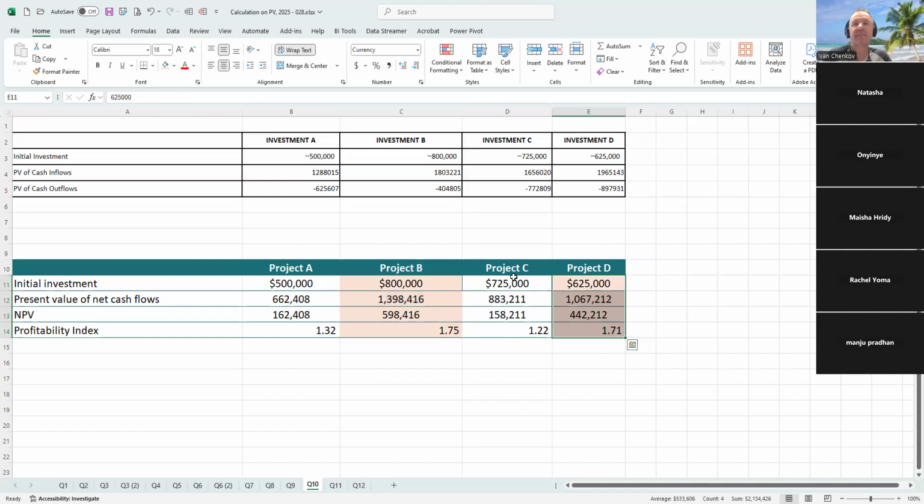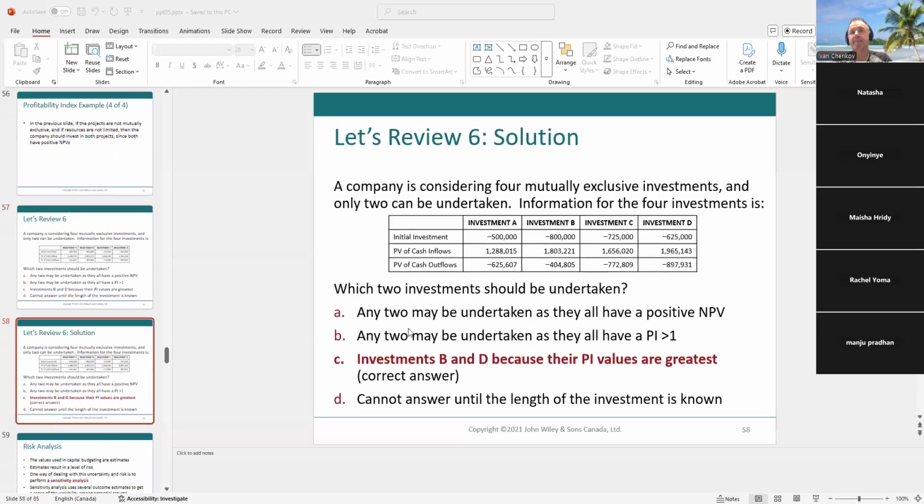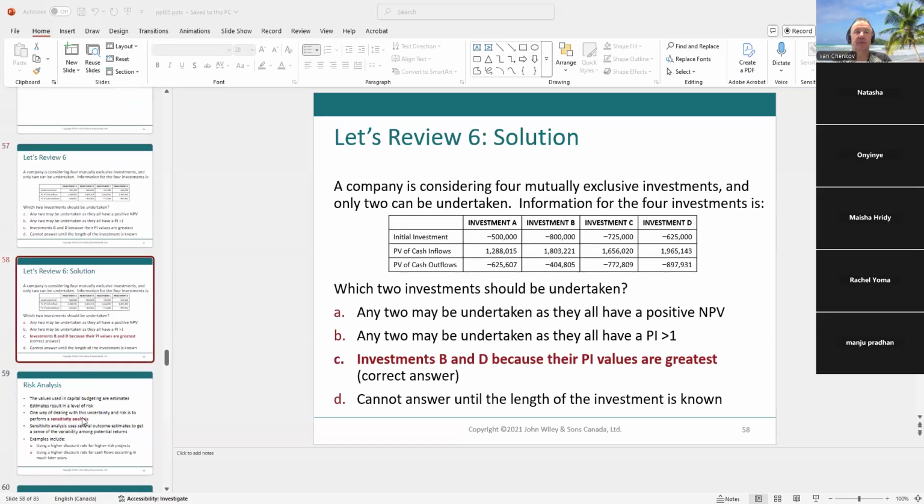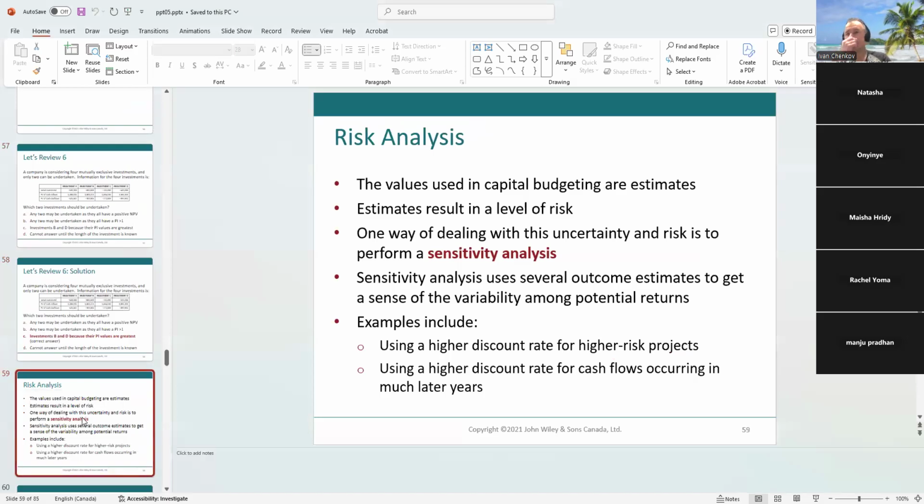Make sense? Yes. Okay, and the correct answer here will be C, because those are going to give you the highest profitability index.